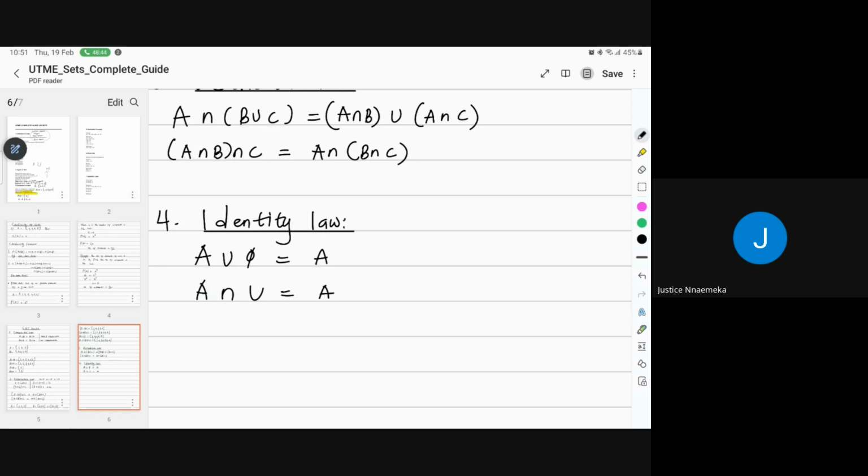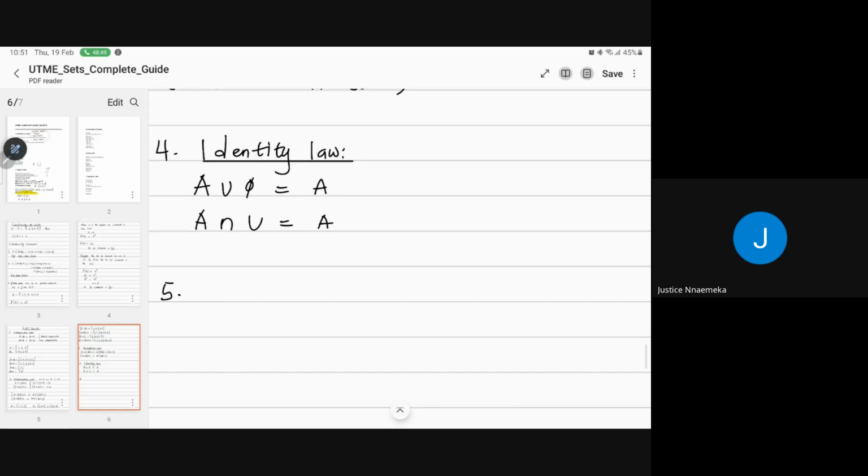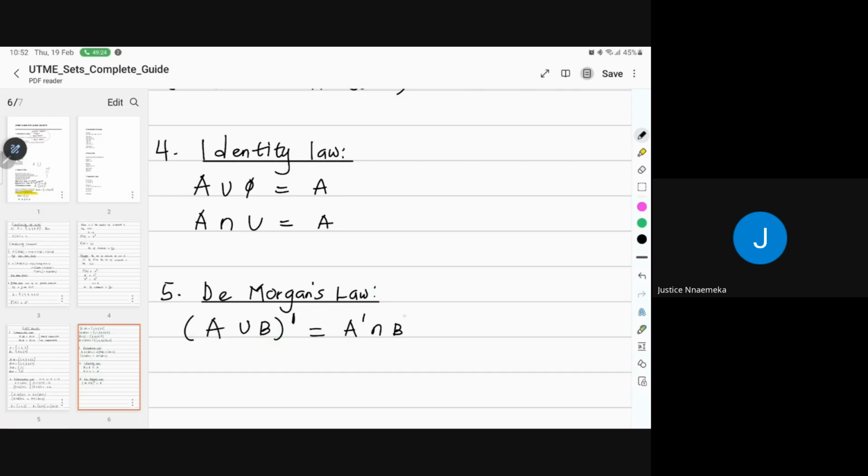There's another law. Let's take De Morgan's law. This one has to do with your complement. So with De Morgan's law, when I have the complement of A union B, that means you compile the values of your A and your B, and then you take the complement, right? So bring in A, bring in union B, then the complement. What is in A union B that is not in the universal set is this, and this is also equal to the complement of A intersect the complement of B.